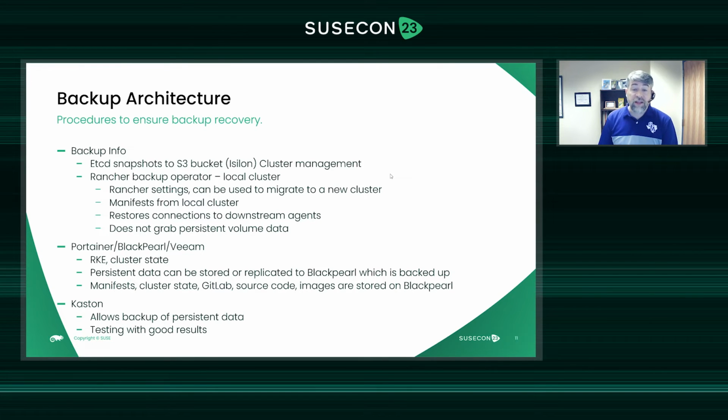The persistent data that we have in our environment is stored or replicated to Black Pearl, and then we back Black Pearl up with Veeam. We make sure we get our manifests, our cluster state, our GitLab, our source code, and images, store all that information on Black Pearl, and then we back that Black Pearl VM up with Veeam, so we have an image backup of all that information.